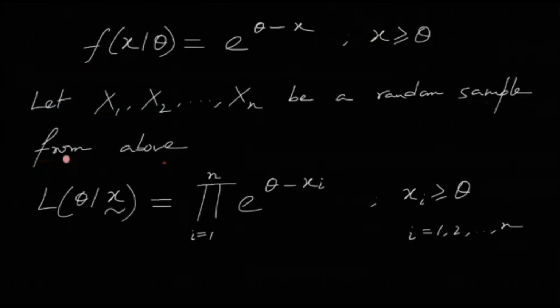That means the likelihood function L of theta given x is nothing but the joint PDF, right? Which is nothing but the product from i equals 1 to n of e to the theta minus xi, where each of the xi is greater than or equal to theta. Remember, this condition is very important. Each xi is greater than or equal to theta: x1, x2, up to xn, each of them is greater than or equal to theta. Only then is the likelihood function equal to this, and zero otherwise.